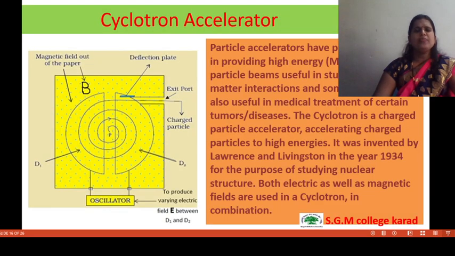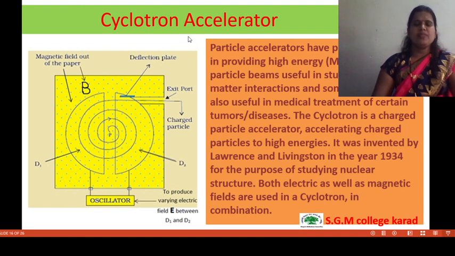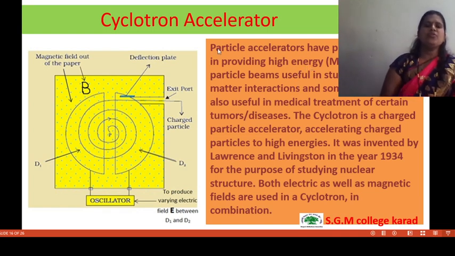Now we will see the cyclotron accelerator. First of all, we see the principle of the cyclotron accelerator. This is the diagram of the cyclotron accelerator. Particle accelerators play an important role in providing high energy. The cyclotron accelerator is used to provide high energy particles, with energies of mega electron volts or giga electron volts. These high energy particles are used in studying particle interactions and are useful in the medical treatment of certain tumors or diseases.